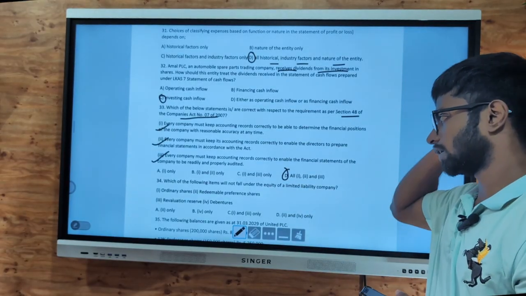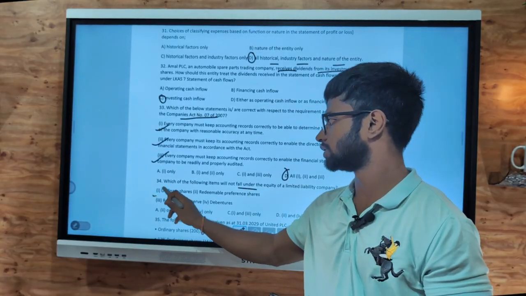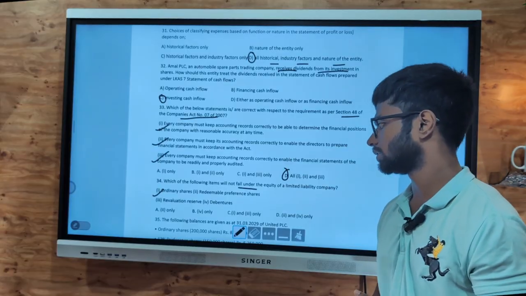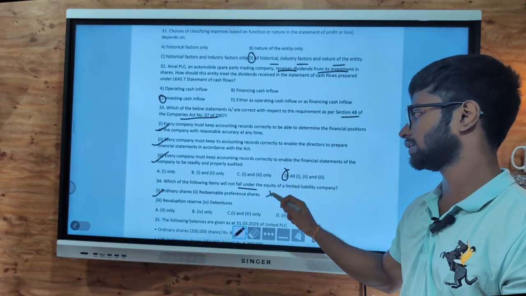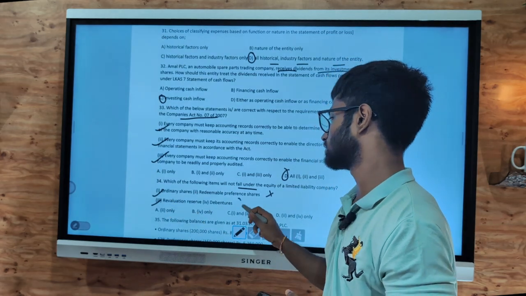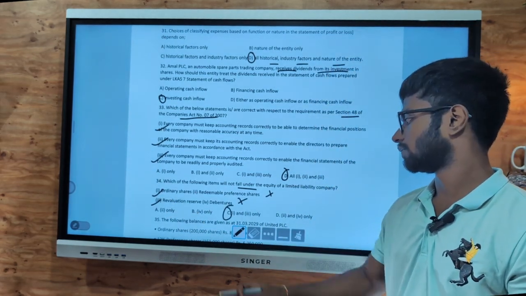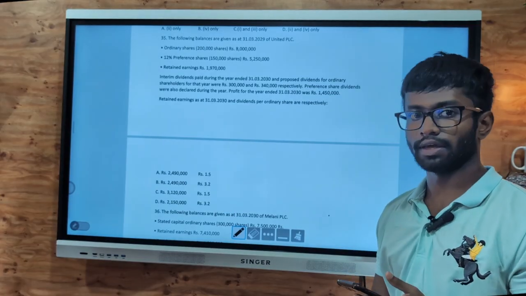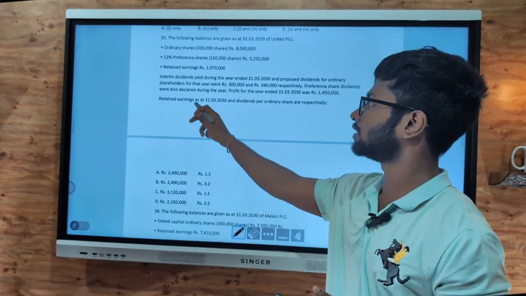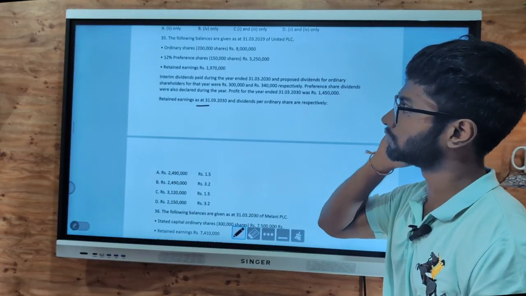Next you will take what falls under your equity. So ordinary shares come. Redeemable preference shares come under liabilities. Revaluation reserve comes, debentures also come under liabilities. So it should be 1 and 3. Next, we have to get the correct value of our retained earnings and dividend per ordinary share.